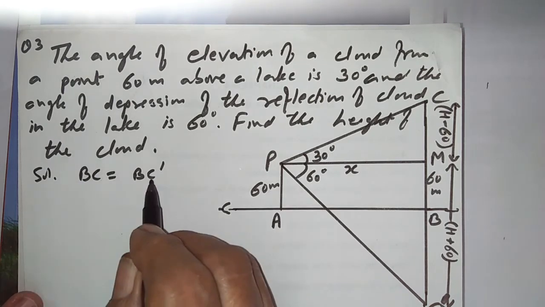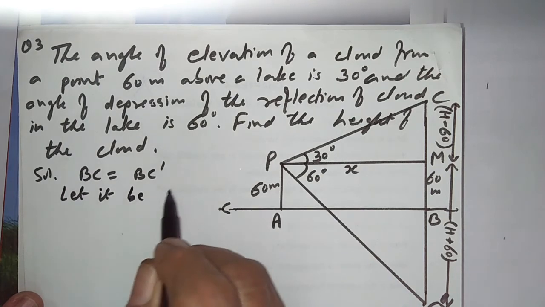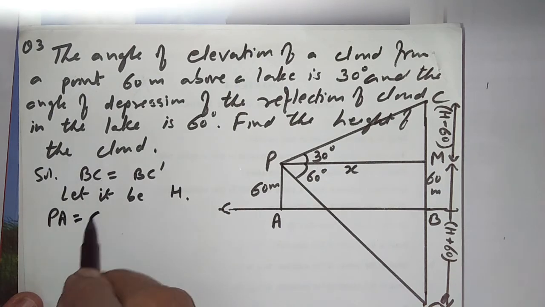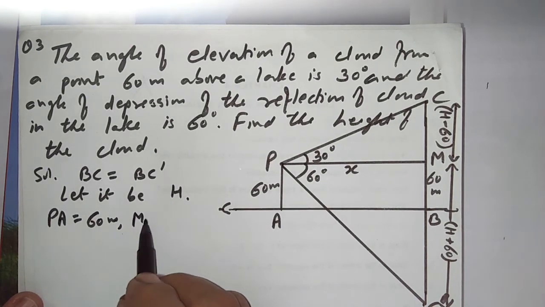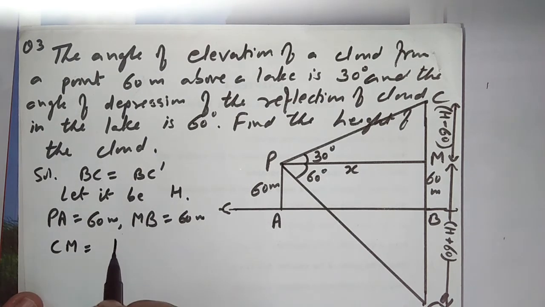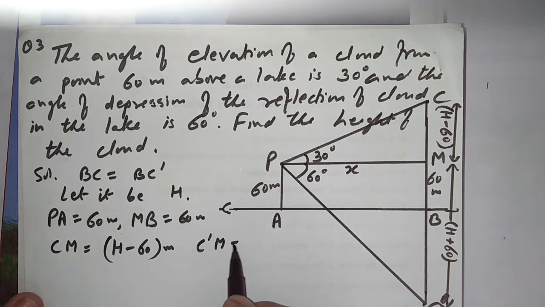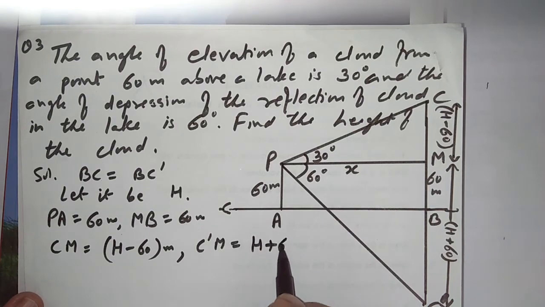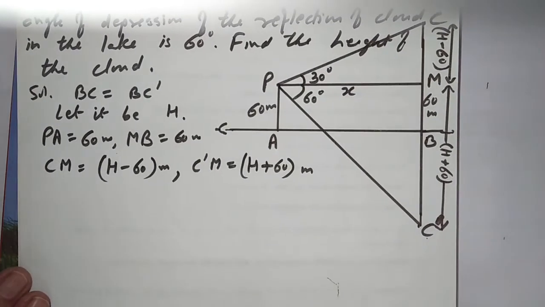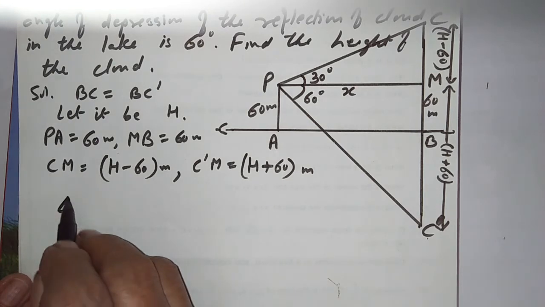Let BC be equal to BC dash, we have taken it as capital H, so PA is equal to 60 meter, MB will also be 60 meter, so CM is equal to H minus 60 and C dash M will be H plus 60 meter. This is the point to keep in mind for calculating in right angle triangles. Now we will take triangle CPM.